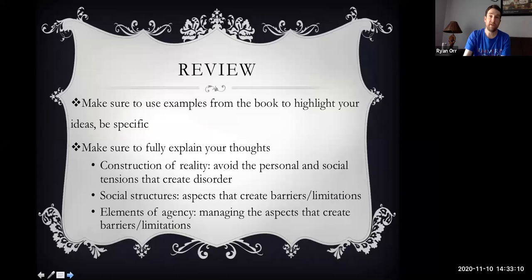And so the first thing I'll say is make sure that you are citing and using examples from the book to support your ideas, and be specific. Again, don't assume that the reader has read it. Don't assume that the reader knows what you're talking about. So explain your ideas fully, be specific, and use and cite the text to support your ideas.